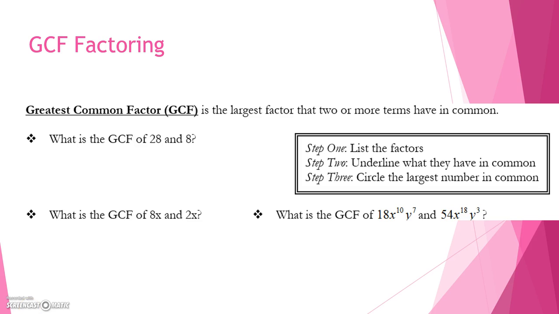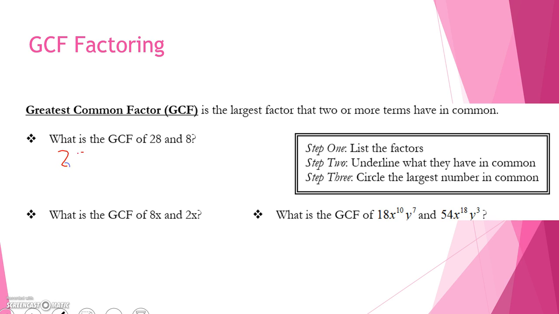Hey guys, we're going to be learning about factoring this unit. We're going to learn about three different types, and the first type today is GCF, and we will be using this often. A GCF, first of all, is the largest factor that two or more terms have in common. So we're going to first start off by finding them with numbers.